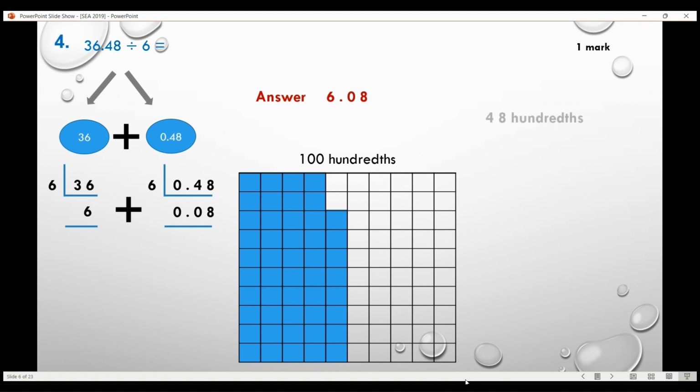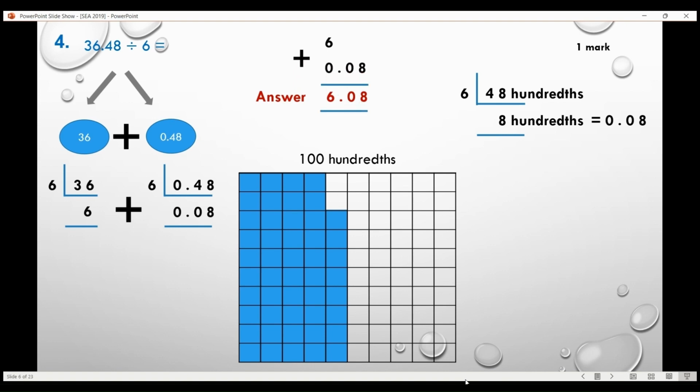So 0.48 is the same as 48 hundredths, and we can simply do a division, 6 into 48 hundredths, and that will give us 6 into 48 is 8 hundredths. And what is 8 hundredths? 8 hundredths can be represented as 0.08 decimally. As such, if we had the whole number, 6 into 36 was 6, and we divide the decimal, which was 6 into 48 hundredths is 8 hundredths, which is 0.08, and we add, we will get 6.08.